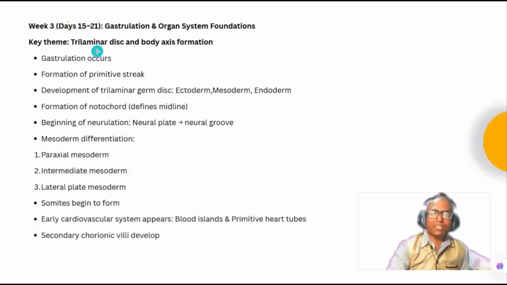Here the key theme is the trilaminar germ disc and the body axis formation. In the second week, it was a bilaminar germ disc. Here it is a trilaminar germ disc and the body axis formation. So in the highlights, what happens in week 3?